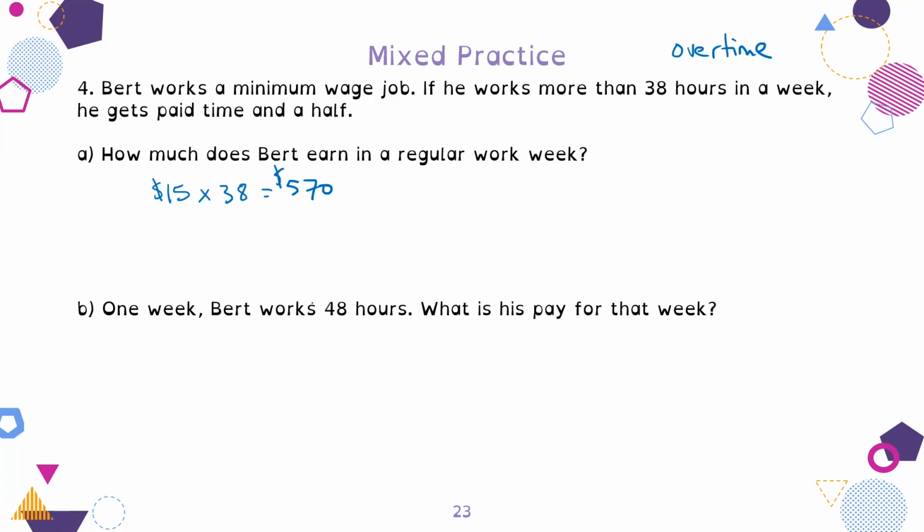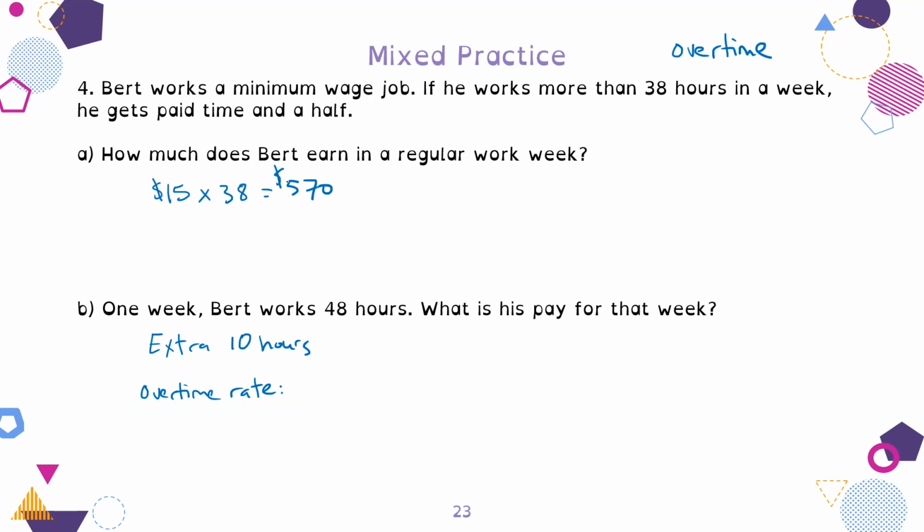Part B, 1 week, Bert works 48 hours. So what is his pay for that week? We already know what it is for 38 hours, so we just need to figure out what the extra 10 hours are. But we need to figure out what the rate is. So what is the overtime rate?